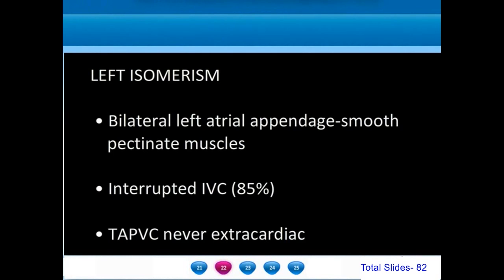In almost all of the patients with left isomerism, the inferior vena cava will be interrupted and it will continue as azygos towards the superior vena cava. If there is a total anomalous pulmonary venous connection in patients with left isomerism, it is never extracardiac. It's always intracardiac.